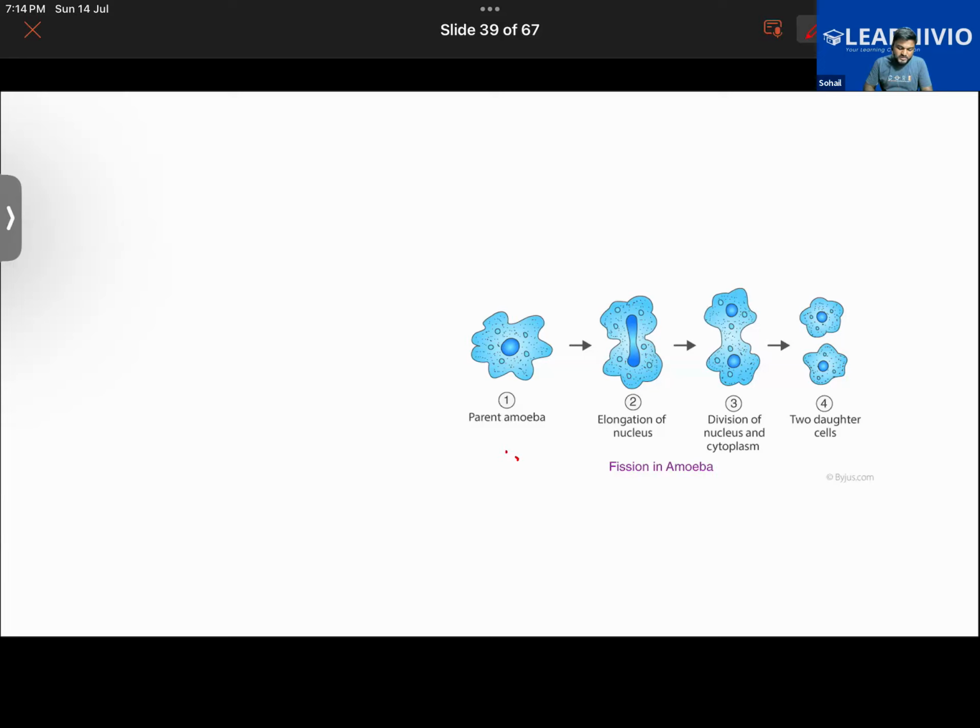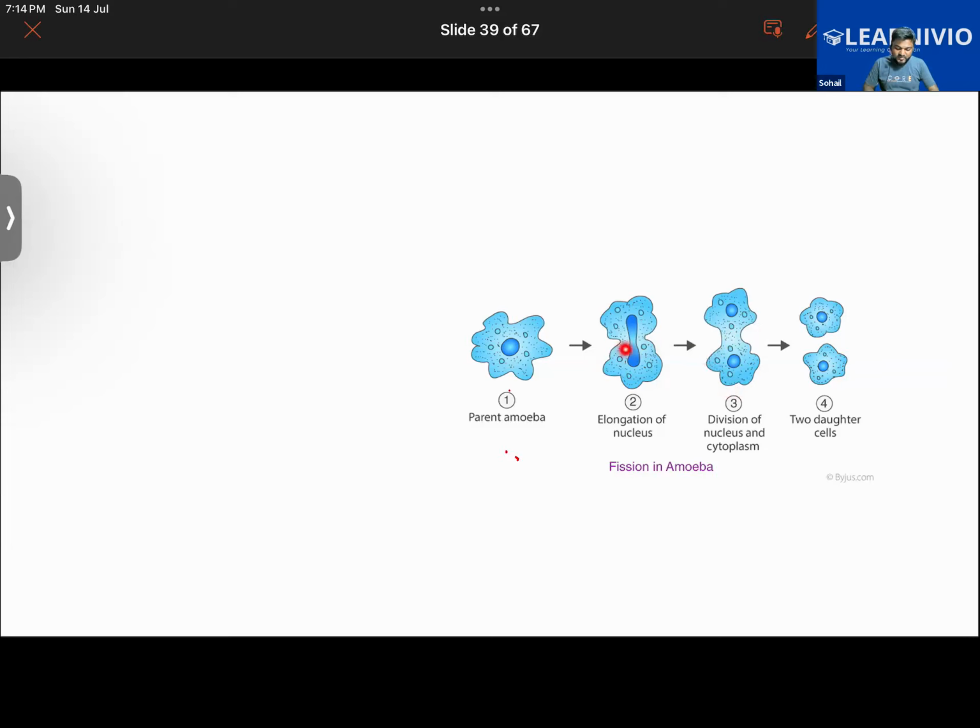First of all, the nucleus will start to elongate, meaning that it will start to divide. So here the nucleus has started to elongate, meaning that it is dividing. In the second image, you can see that the nucleus has completely divided and there are now two nuclei inside the body of this amoeba.